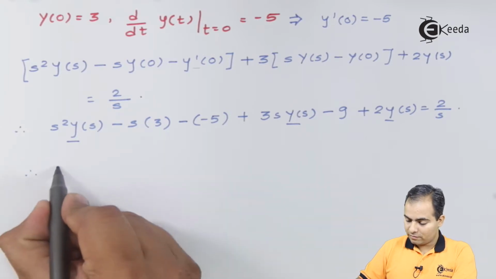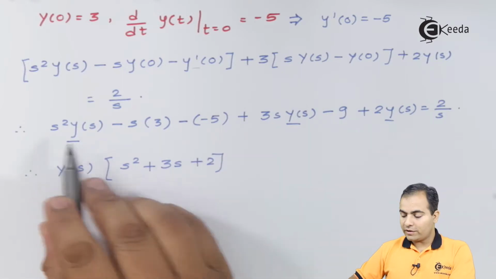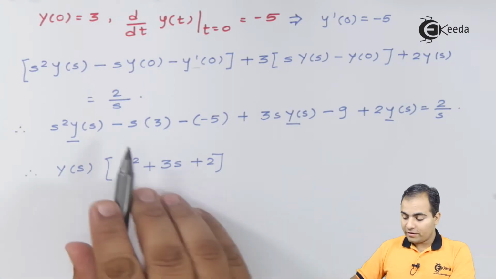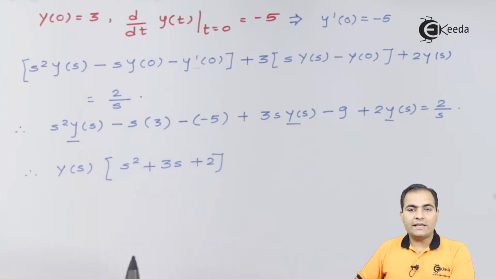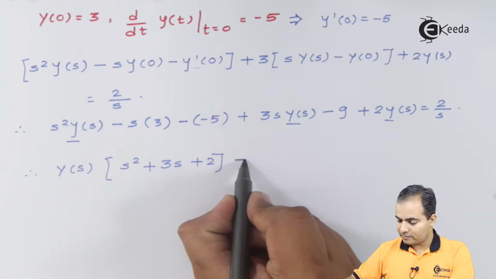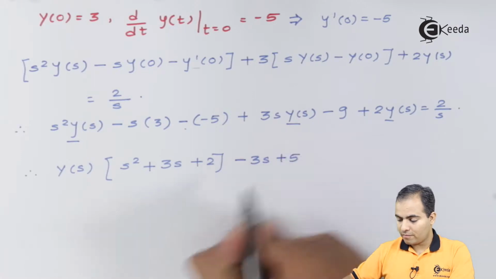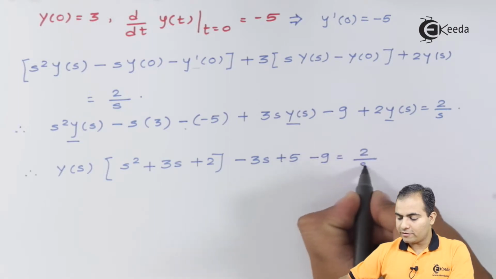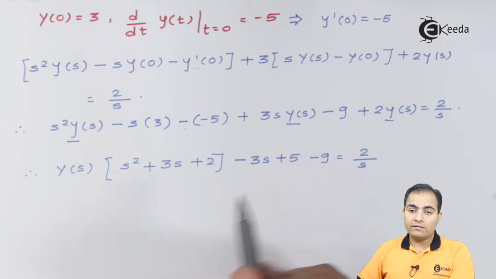the left hand side. s square plus 3s plus 2 I have written inside this bracket. Now what is remaining? The constant terms, or you can say the terms which are produced due to the initial conditions. Now minus s into 3 is minus 3s. Minus minus will give us a plus 5. And the last one is minus 9. And the rest of the part is 2 by s. Now look at here. Plus 5 minus 9 will give us a minus 4.